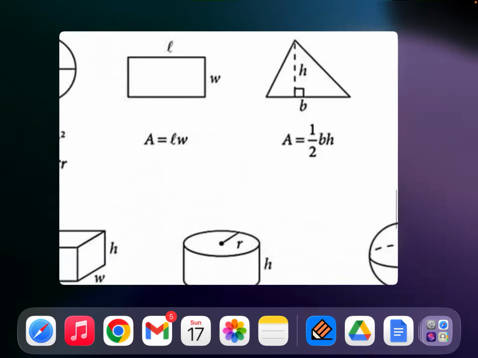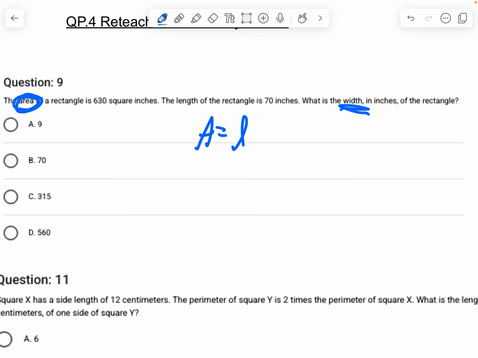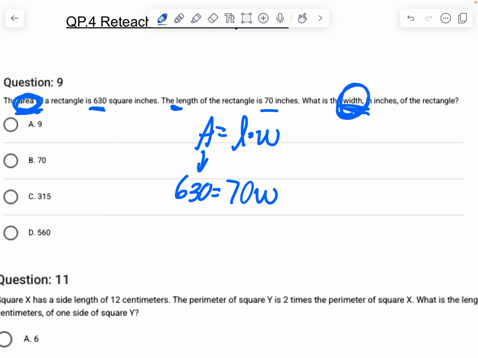So let's write that. The hardest part about math is that we are not plugging in the values in the correct spot. A stands for area, L stands for length, W stands for width. The area is 630. So 630 needs to go into the A spot. A stands for area. So 630 equals length, which is our L, 70, and I don't know what my width is. Multiply by the width. It's just a basic one-step equation.